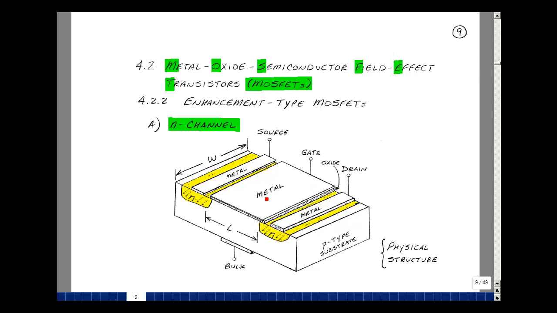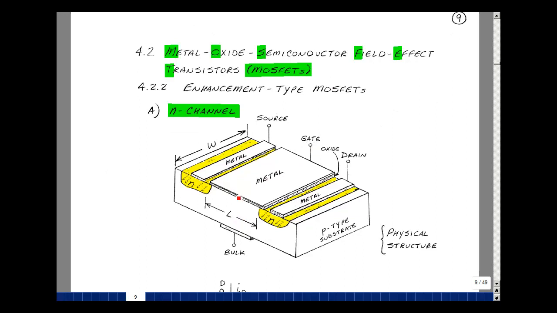Between the drain and the source, there's also metal deposited with a layer of insulation underneath it. There's no physical connection between the metal and the P-type substrate. That's going to be called the gate. Because of this insulating material, there's a very high resistance between the gate and the source and the gate and the drain. The gate also has a width and a length, and this controls some of the parameters of the transistor.